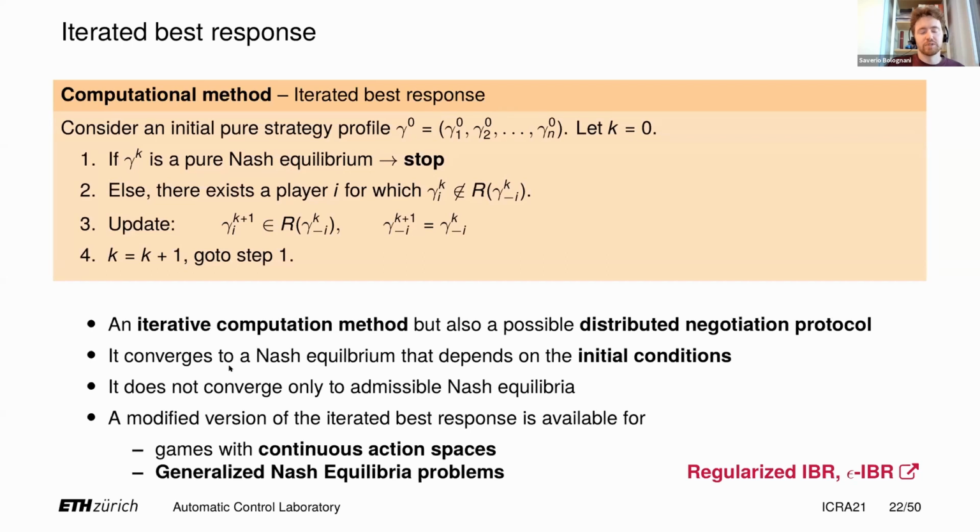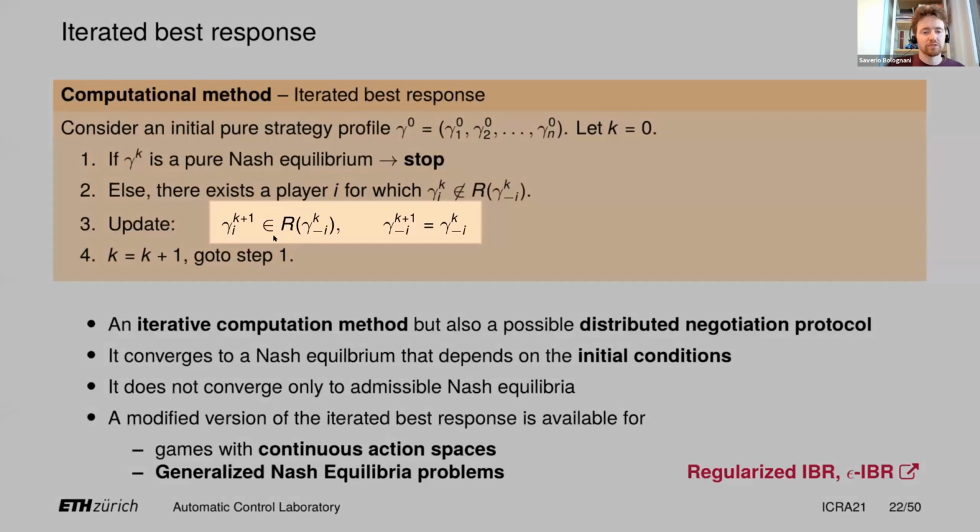So it's not only a computational method, it could also be a distributed negotiation protocol if you want, because what we are doing here is that each player needs to know only their own cost function to compute their best response. So it's really distributed and private in a way, right? Different players can update their decision without sharing their own preferences with others.